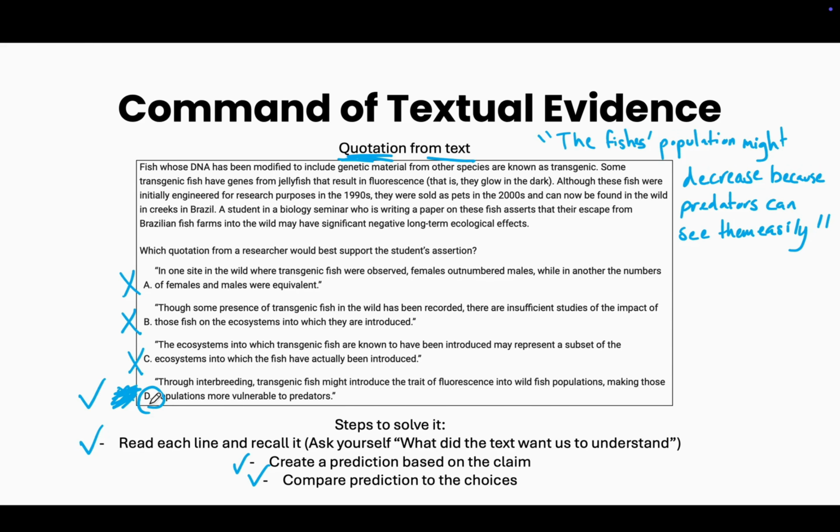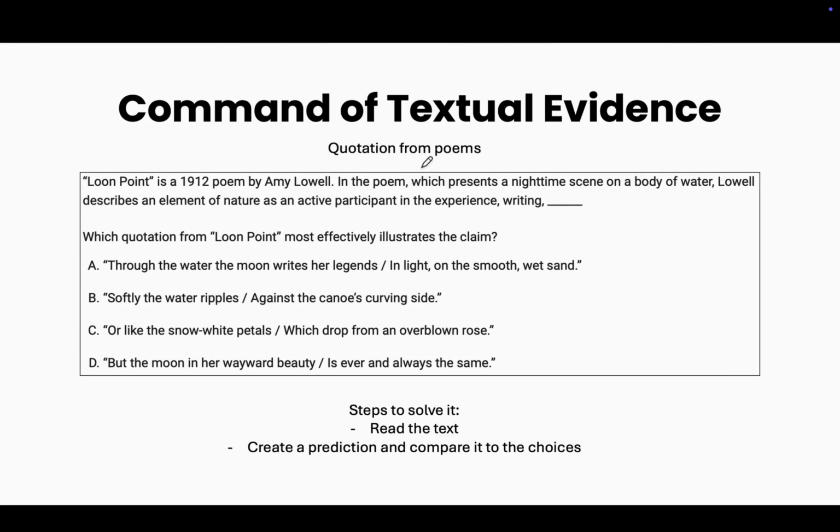Now, let's see another quotation question. However, the quotation is based on a poem and not a regular text or passage. Lone Point is a 1912 poem by Amy Lowell. In the poem, which represents a nighttime scene on a body of water, Lowell describes an element of nature as an active participant in the experience, writing, okay, so which quotation from Lone Point most effectively illustrates the claim? So we need a quotation that A talks about the nighttime scene on water, and B makes another thing from nature a participant that is active and doing something.